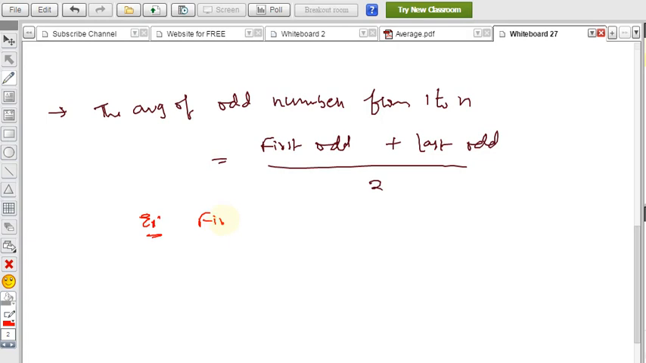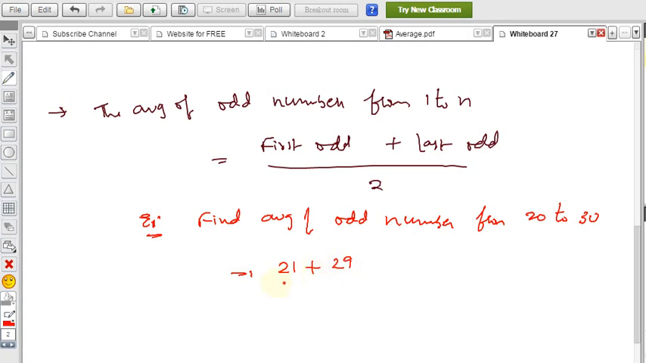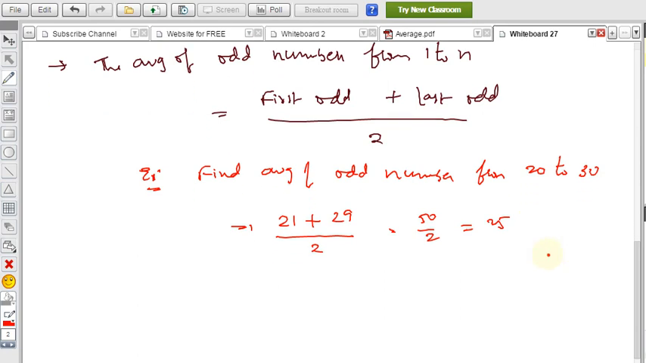For example, find the average of odd numbers from 20 to 30. Between 20 and 30, the first odd number is 21 and the last odd number before 30 is 29. So first odd number plus last odd number by 2. Odd number means not even. 21 plus 29 is 50, by 2, that is equal to 25. So 25 is the average. This is the way we can do it.